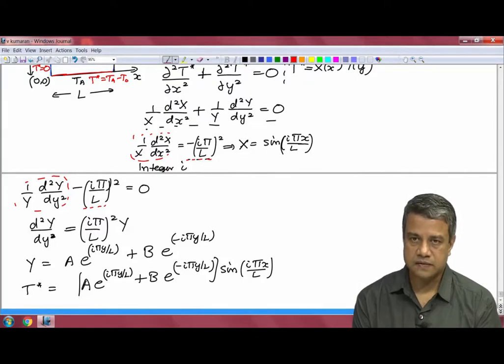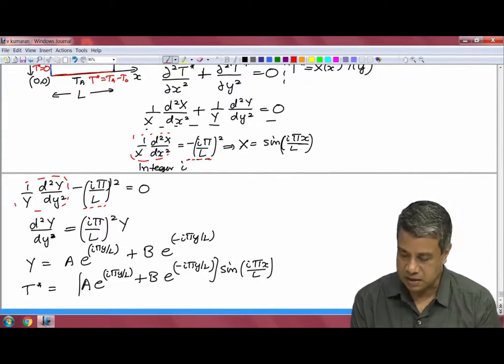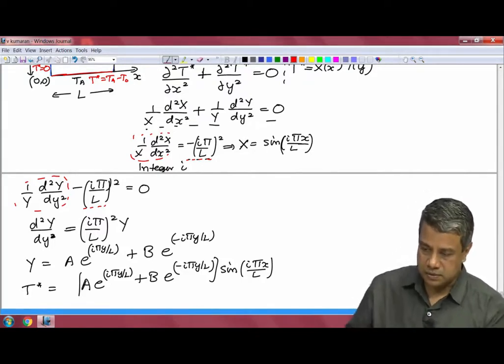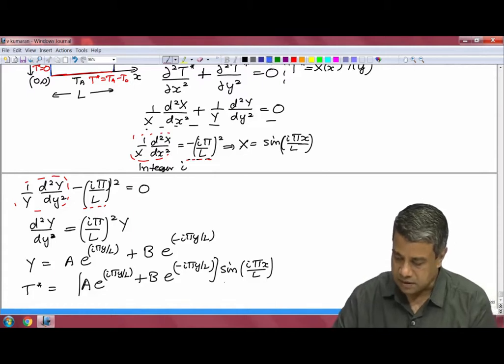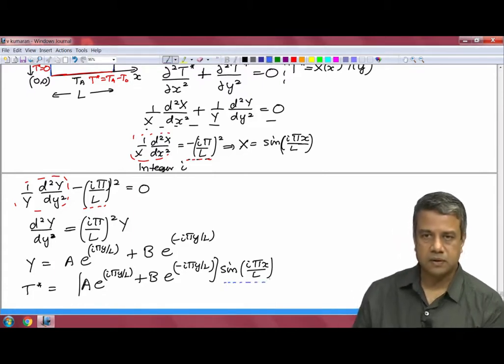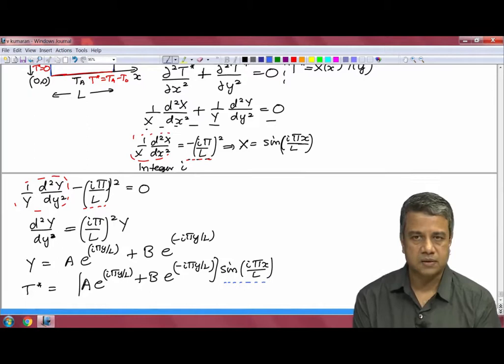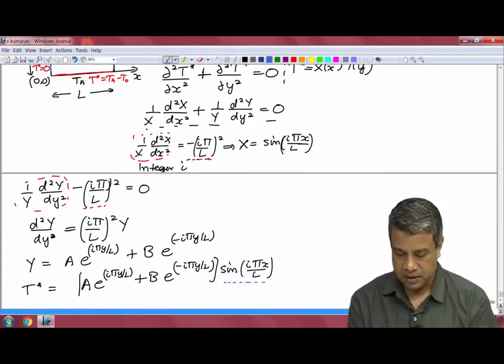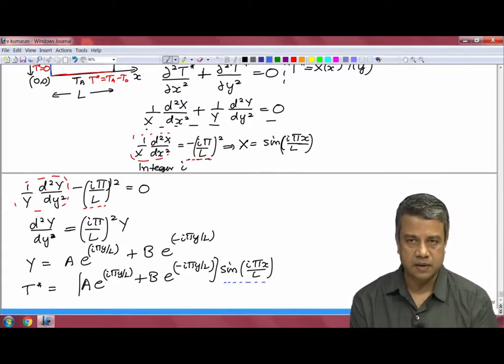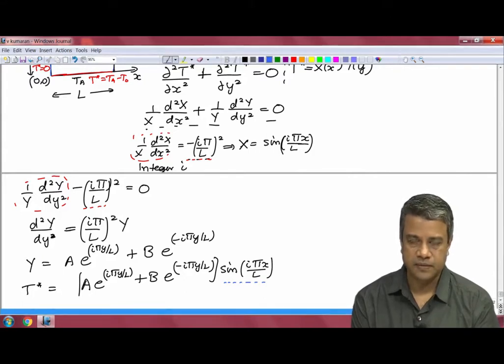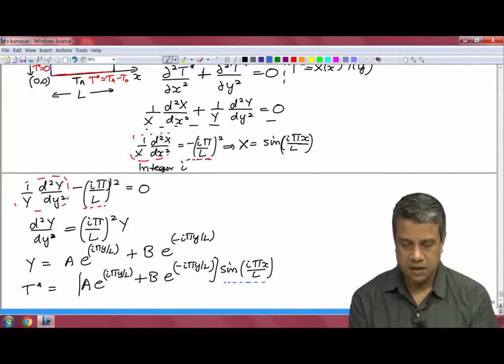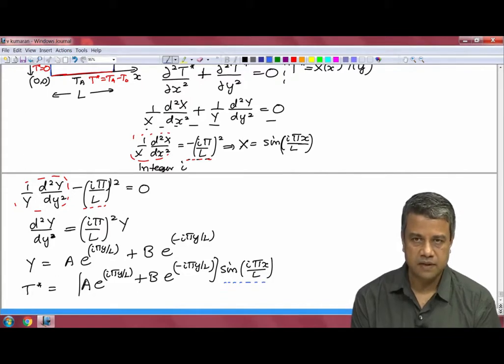This also satisfies the boundary conditions at x equal to 0 and x equal to L, because this sine function is 0 at both. So, this satisfies the homogeneous boundary condition in the x direction as well as the governing equation, the Laplace equation for the temperature field in 2 dimensions. It satisfies these for any value of i.